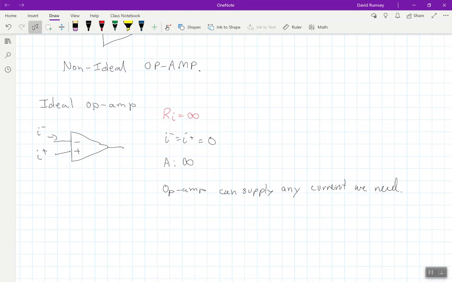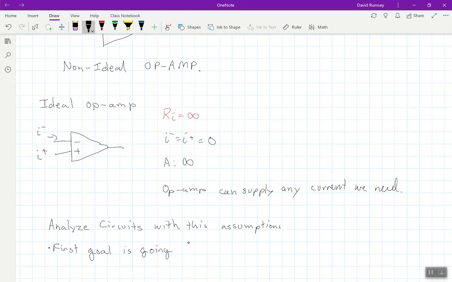So these are the assumptions we're going to make, and in the next video, we're going to analyze circuits with these assumptions. Our first goal is going to be amplifying. So we're going to have some input voltage and we want to amplify it. We want to make it bigger.